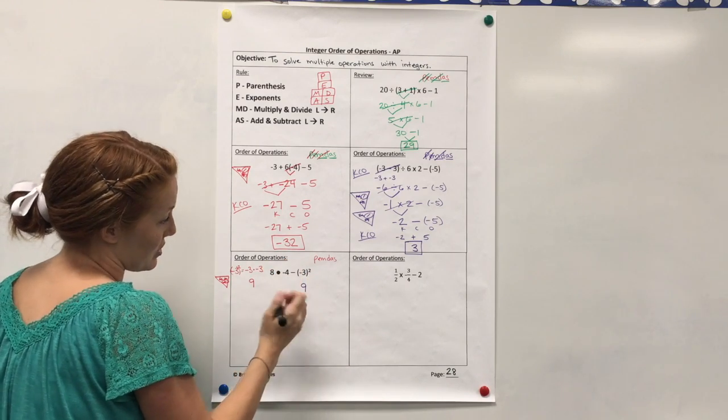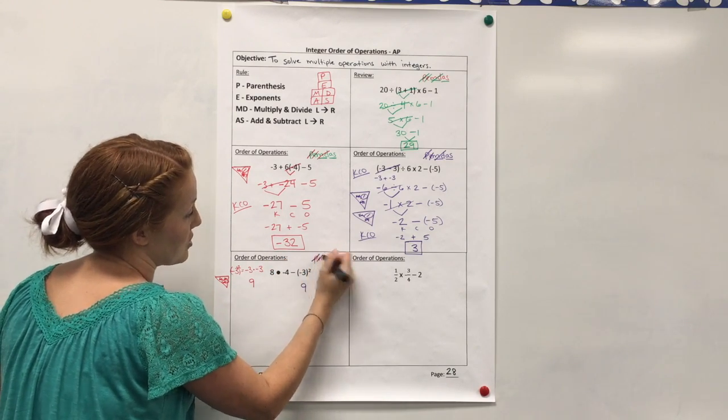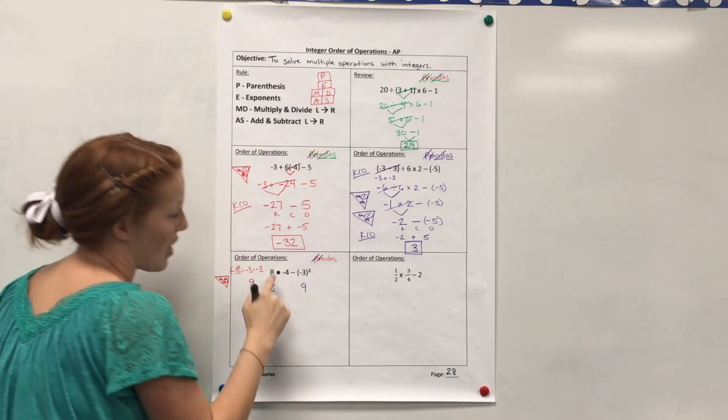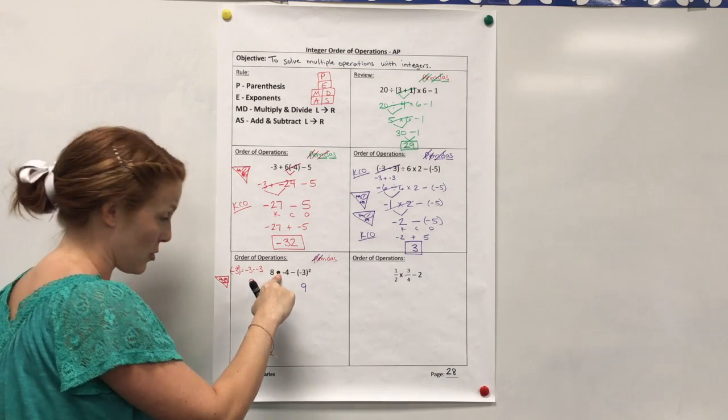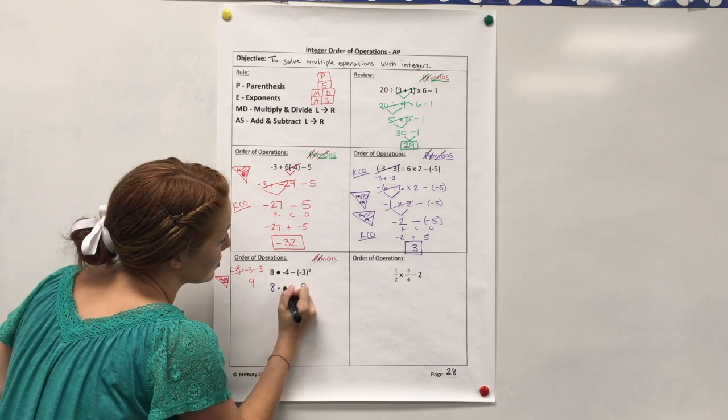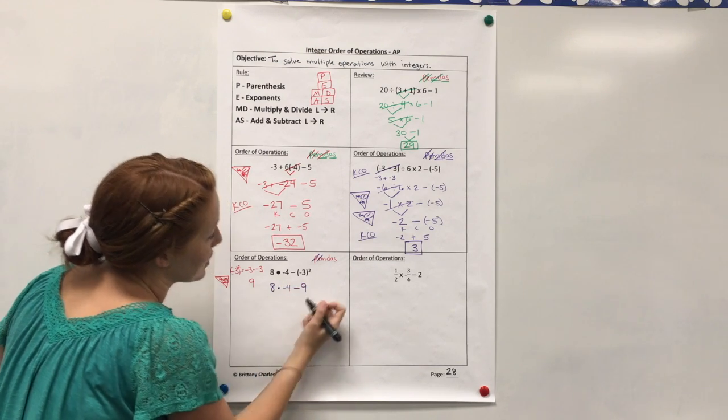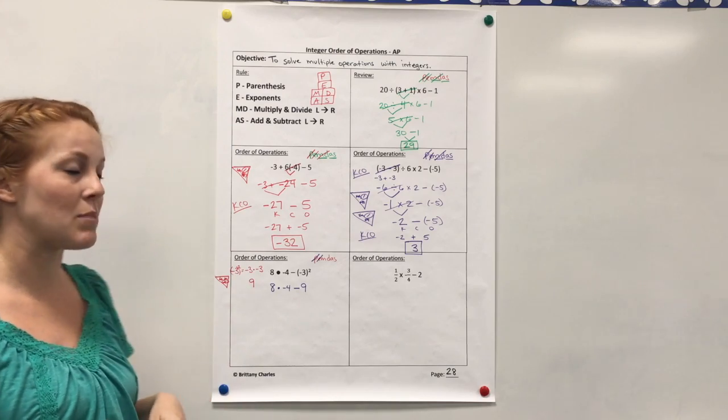And then you'd bring all this down, because we didn't have parentheses, we just did exponents. So 8, that dot, what does that mean? To multiply. So 8 times negative 4 minus 9. So go ahead and keep solving from there now.